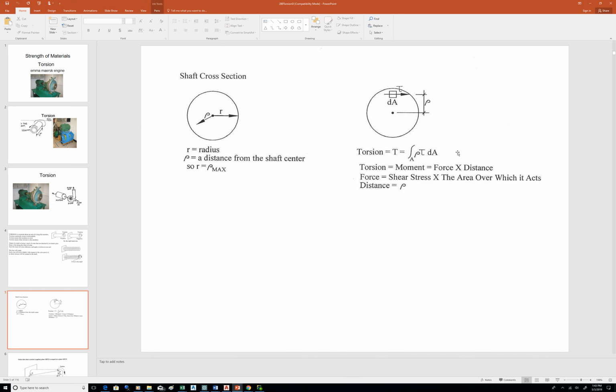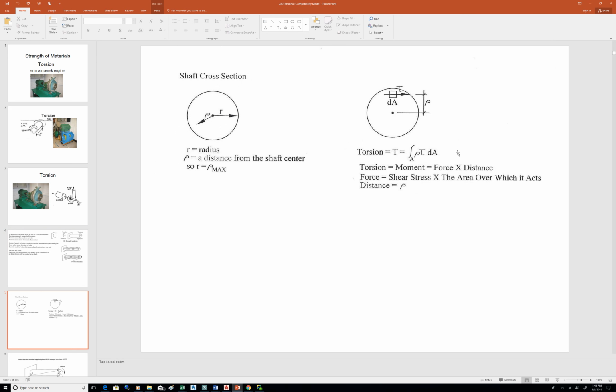So if you look at a shaft cross section, cut through the shaft, what you're going to see is a bunch of little elements, some dA elements that I'm showing there on the top. They're all going to have shears on them. So if you take the shear stress times the area, you get a force. So tau dA is a force. And if you multiply that force by the distance that little dA is from the center of the shaft, that'll get you the torsion, okay? So there's the fundamental relationship between the shear and the torsion.